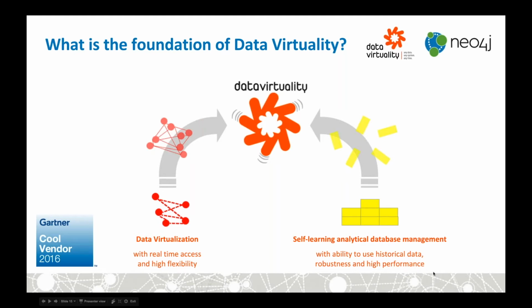And let's now take a look at the foundation of data virtuality. So there's, apart from data virtualization, data federation in that case, so meaning the ability to query two different data sources, but executing, for example, a join or a union in memory. So this is one part of the foundation. And the other part of the foundation is our self-learning analytical database management. This means we keep track of how people are using data on our server, and we build statistics on that, and we recommend what data to ingest.